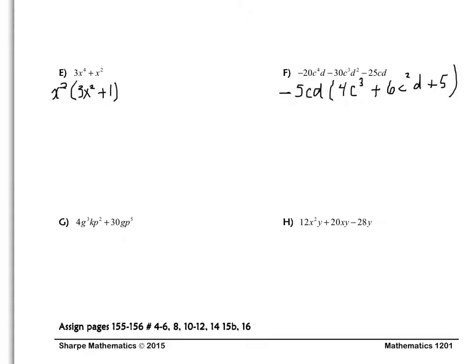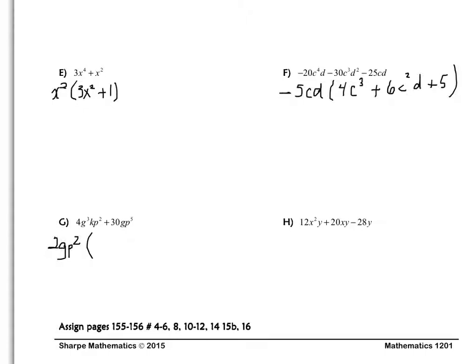And in G, we look at both of those terms, 4 and 30, the coefficient part. 2 would be the GCF of those numbers. You've got G's in both terms, and G, the smallest power, would have to come out. There aren't K's in both of them, so K cannot come out as a GCF, but there are P's in both of them, and the smaller power would have to come out, because P squared would be in both, P squared and P to the 5.